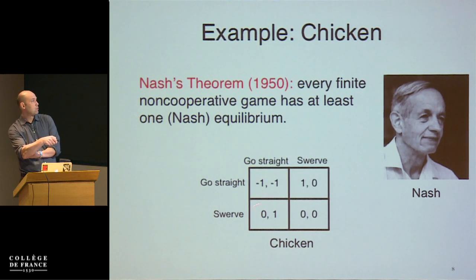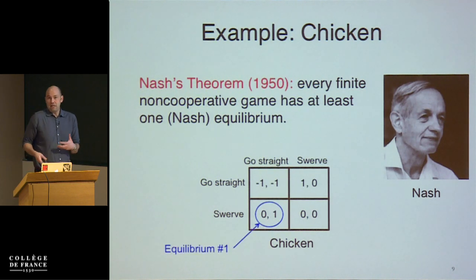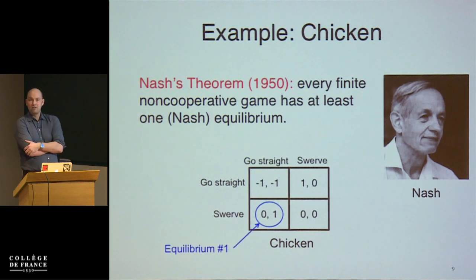And if one of them swerves and the other's the chicken, let's say the winner gets a payoff of 1 and the chicken gets a payoff of 0. Okay? So that's one way to express the incentives in the chicken game. And it's not hard to see that there are equilibrium points of the chicken game.